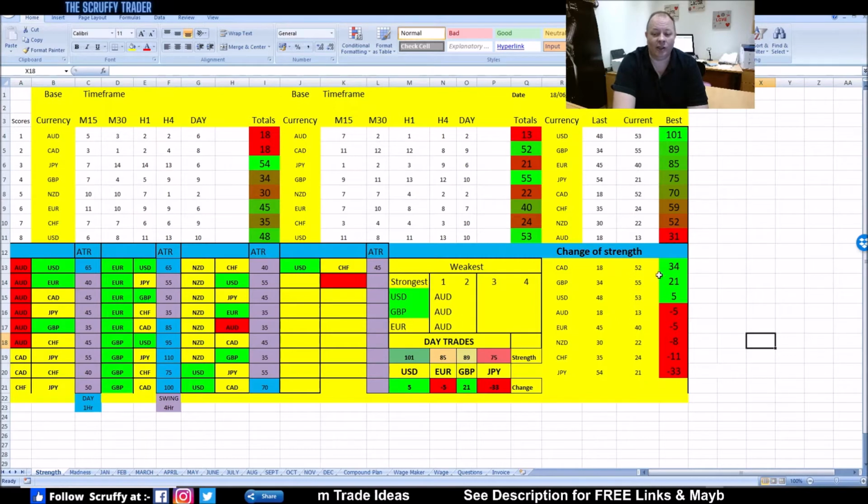To give you an idea as to why I'm looking at that, I also look at the change of strength over the last couple of days. That's telling me what the movers and the shakers are. Not necessarily what I'm going to trade, it's just telling me if there's movement around, and that's all this is for. It's not direction, it is movement.